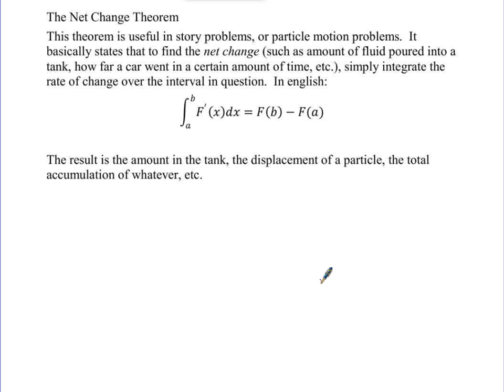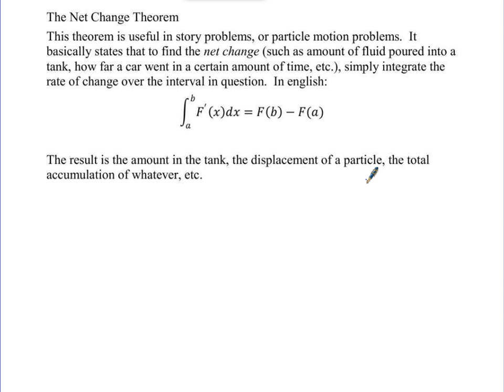Here's another wonderful theorem, the net change theorem. We're going to see the net change theorem mostly in story problems, mostly in free response. Usually like particle motion problems or some sort of problem that involves filling up a tank of water or fluid or something, the displacement of a particle, total accumulation of something, snowfall or something like that. Anything that accumulates stuff over time or distance traveled.